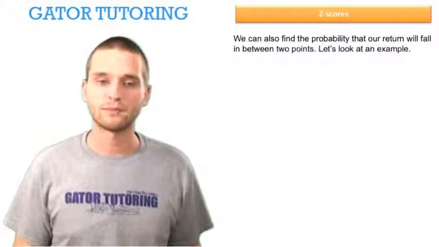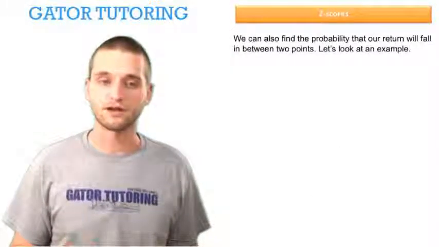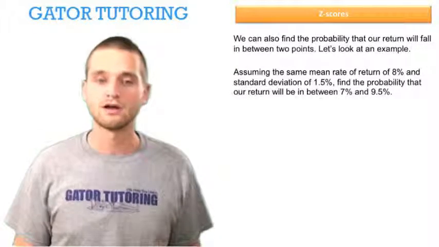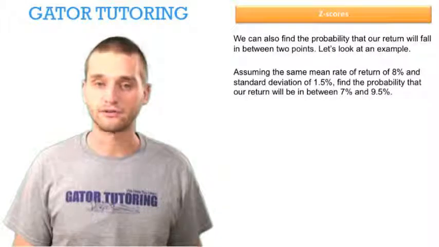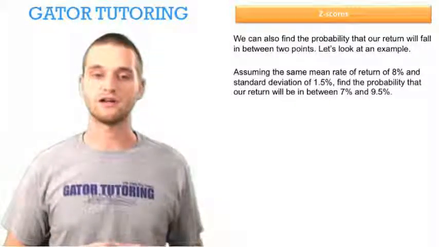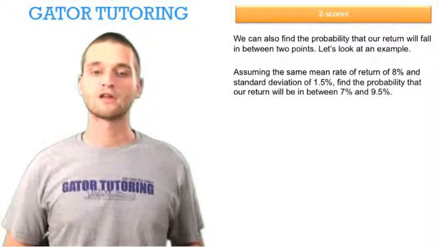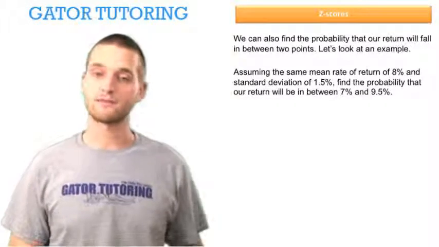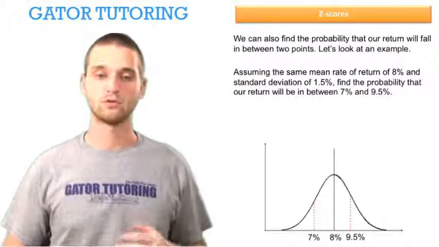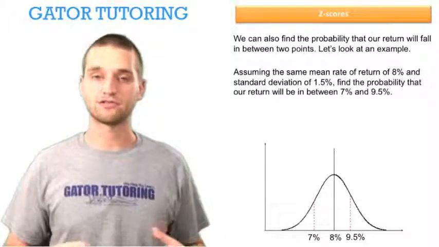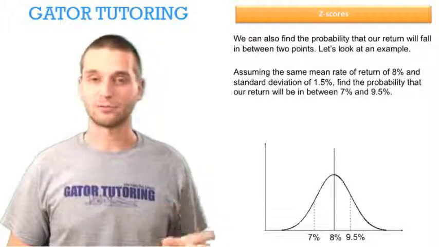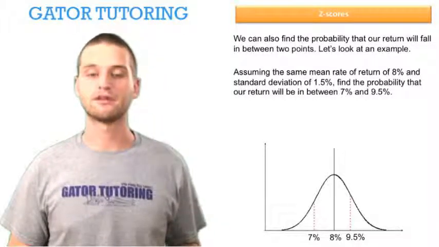We can also find the probability that a return will fall in between 2 points. Let's look at an example. Assuming the same mean rate of return of 8% and a standard deviation of 1.5%, find the probability that a return will be in between 7% and 9.5%. Well, again, here we just draw a graph to help us understand what's going on. The mean goes in the middle, it's 8%, 7% is somewhere to the left, and 9.5% is somewhere to the right.